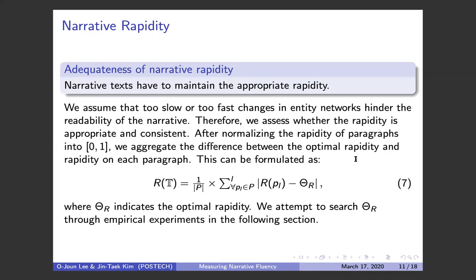Second, based on the narrative rapidity, we assess the narrative rapidity of narrative texts based on whether the narrative rapidity is maintained appropriately. We assume that too slow or too fast changes in entity networks hinder the readability of the narrative. Therefore, after normalizing the rapidity of each paragraph, we aggregate the difference between the optimal rapidity and the rapidity on each paragraph by using the arithmetic mean.